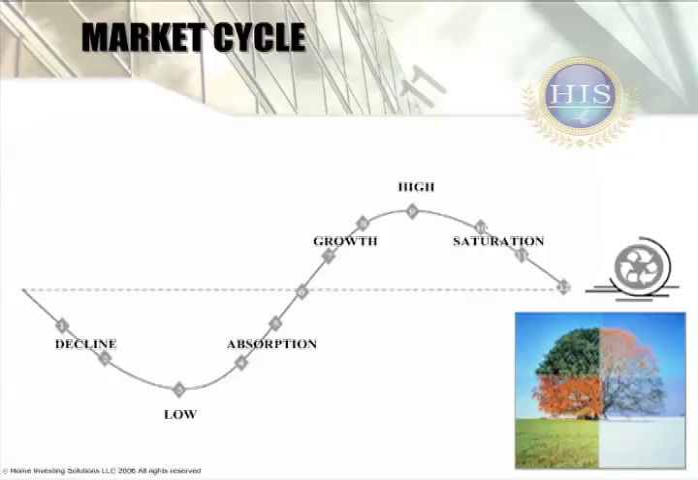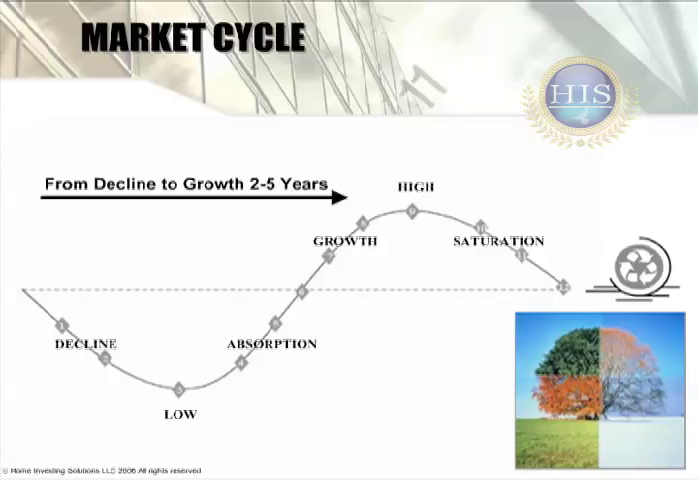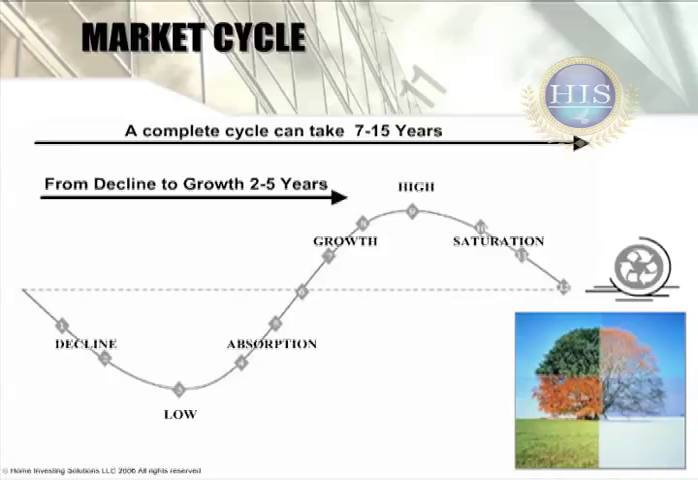Now, according to many years of studies, the average time it takes to go from declining stage to the growth stage is around 2 to 5 years. And on average, it takes 7 to 15 years to complete a full cycle. So now that you understand the basics of the market cycle, let's begin teaching you how the market works.